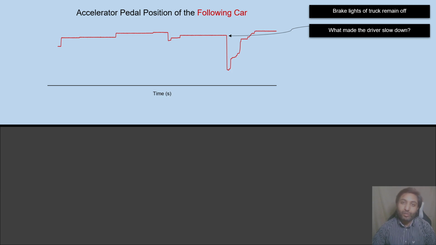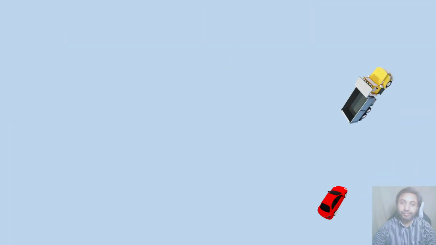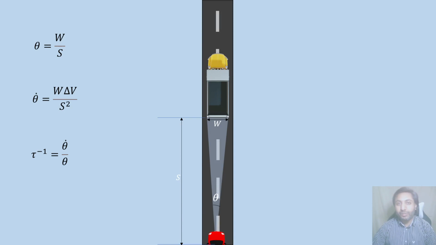In this scenario, the first question is what made the following driver slow down? And because the lead vehicle brake lights were turned off, because the lead vehicle was not decelerating, how do we determine the start and end time of perception reaction time? Visual variables could help us in this regard. Visual variables determine how drivers perceive and react to something. Visual variables include visual angle, which is a function of width and the spacing to the lead vehicle, the rate of change of visual angle, also called angular velocity, and tau inverse, which is a function of both angular velocity and visual angle.